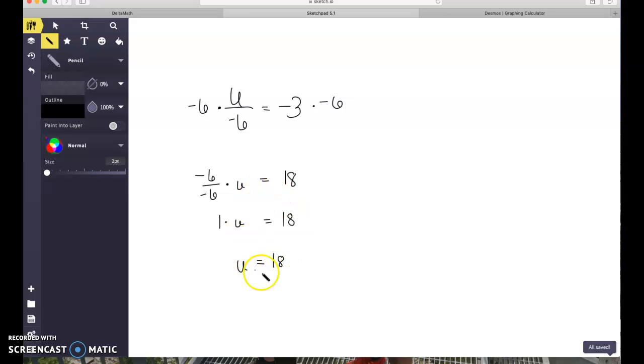Okay. And of course, if I wanted to check my work, I could plug that back in. 18 divided by -6, does that equal -3? Yes, it does. Okay, so I know that that is the correct answer.